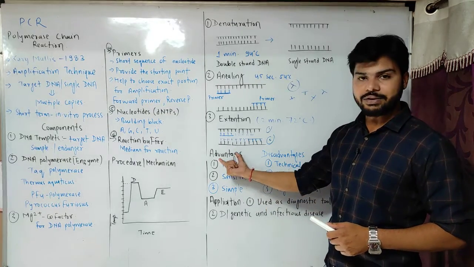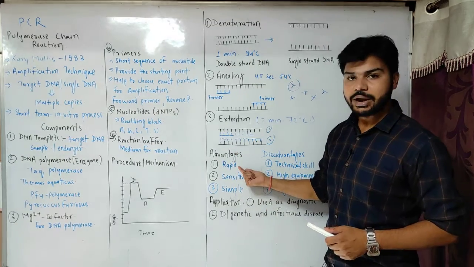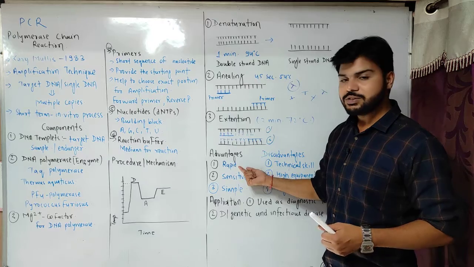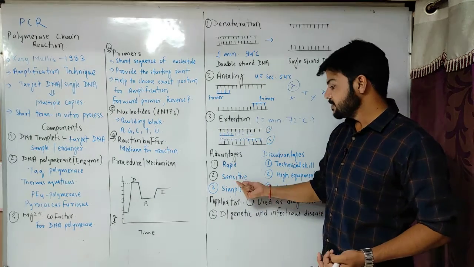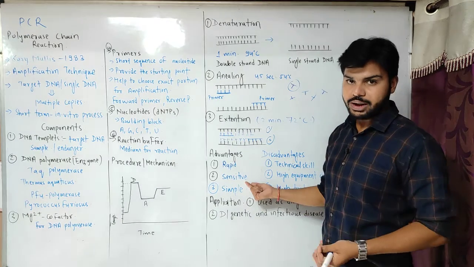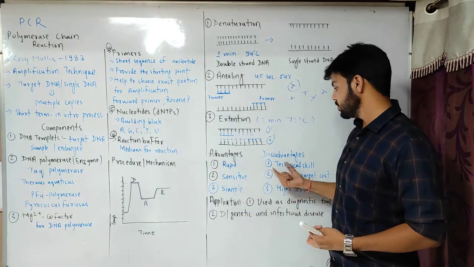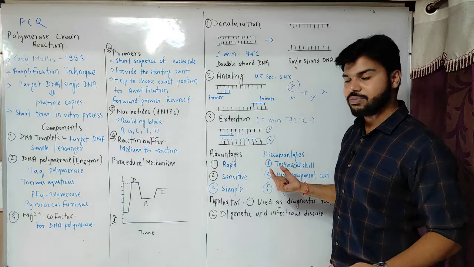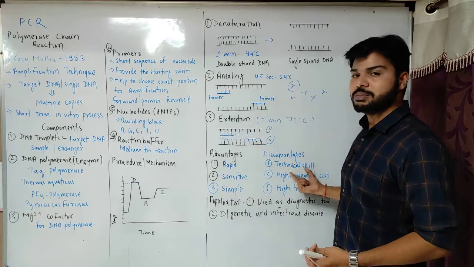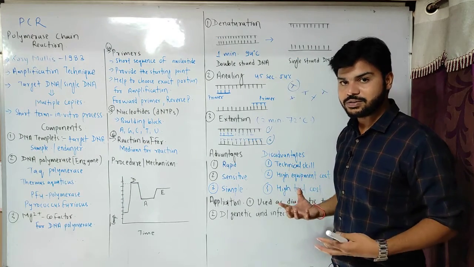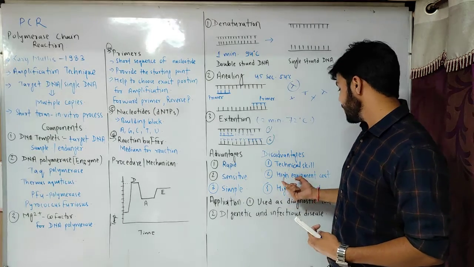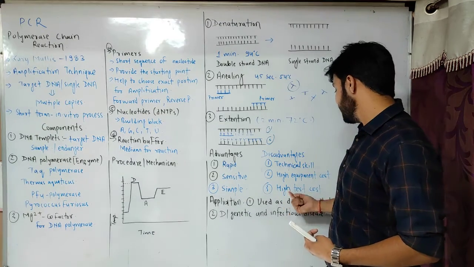Now we'll talk about the advantages. This is rapid, and rapid means it is very fast. Sensitive process means in a very small amount of sample we can get multiple copies of DNA. Simple, a very simple process. Disadvantages, what are the disadvantages? Technical skill, means there is a requirement of a technically skilled person to run this machine. High equipment cost, high test cost.